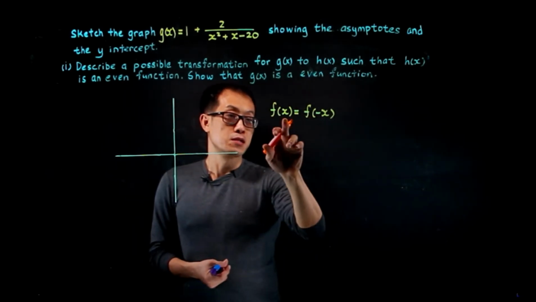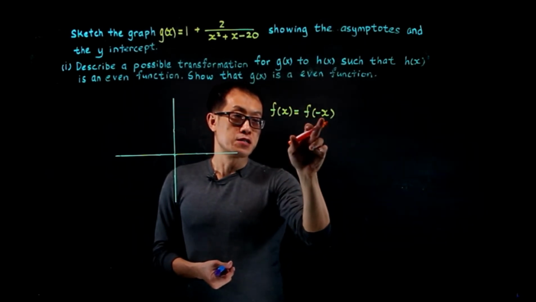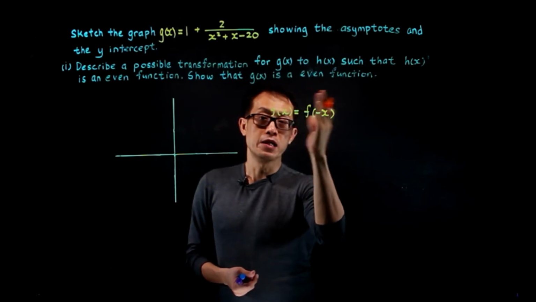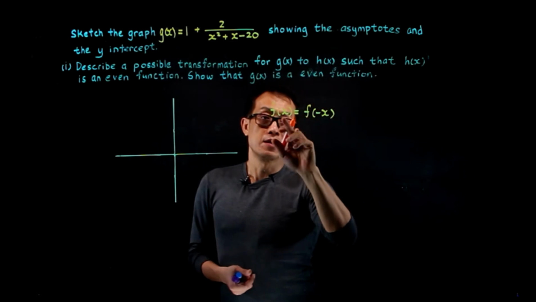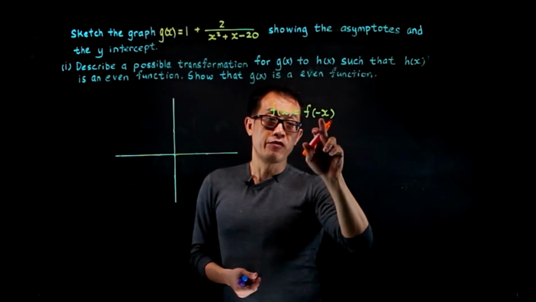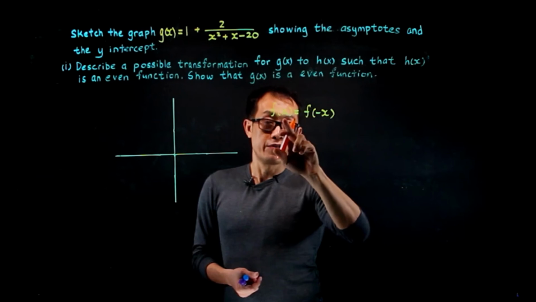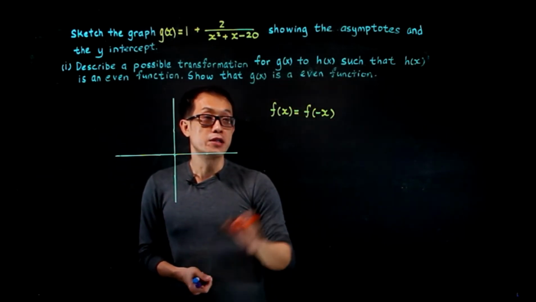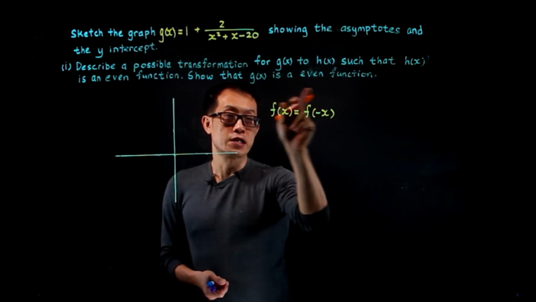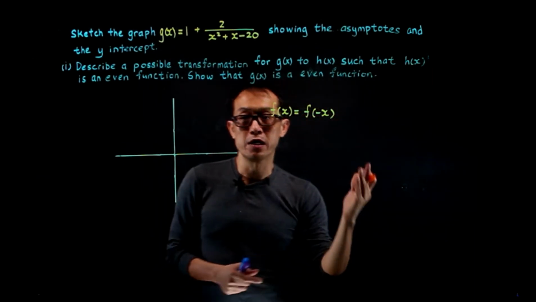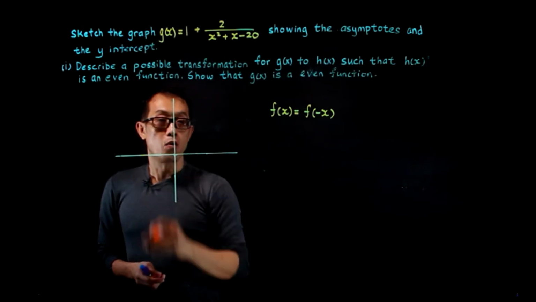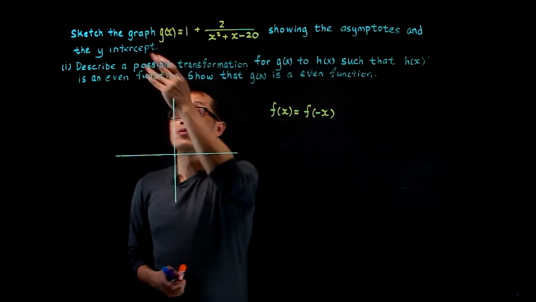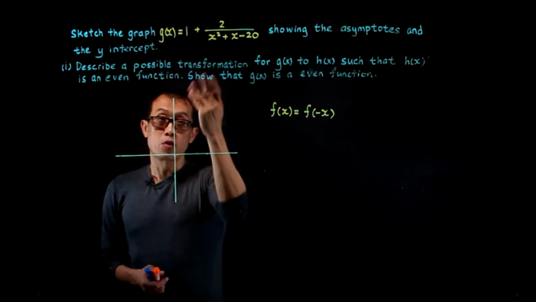You look at this. This is the same graph, but it is reflected about the y-axis. This f of minus x is a reflection of f of x when it's reflected about the y-axis. So in order for this criteria to be satisfied, that means the graph is symmetrical about the y-axis. Now with this knowledge, let's move on to the question.